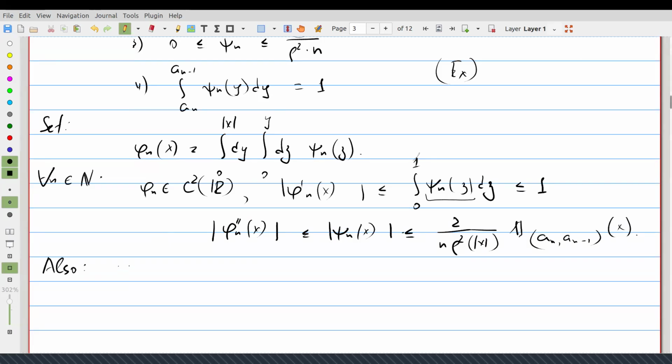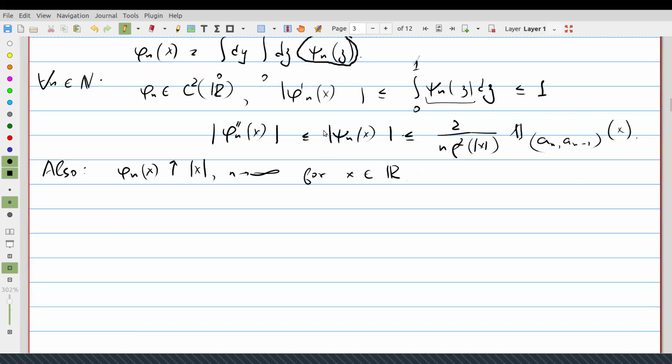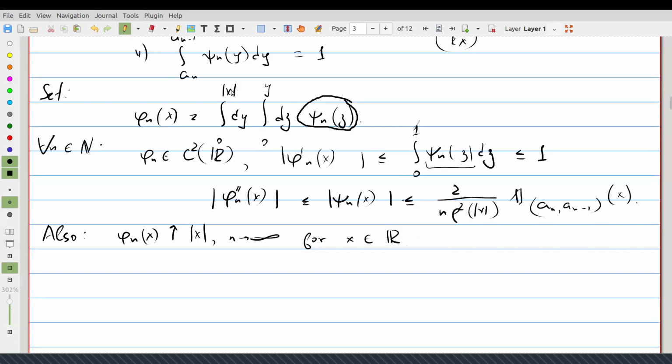And also, it's very easy to see, you can check it by yourself, that this holds for any x. Because at some point you will be integrating over the whole support of psi_n. The supports become smaller and smaller, and for every fixed x, at some point this is going to be larger than the upper limit of the support.